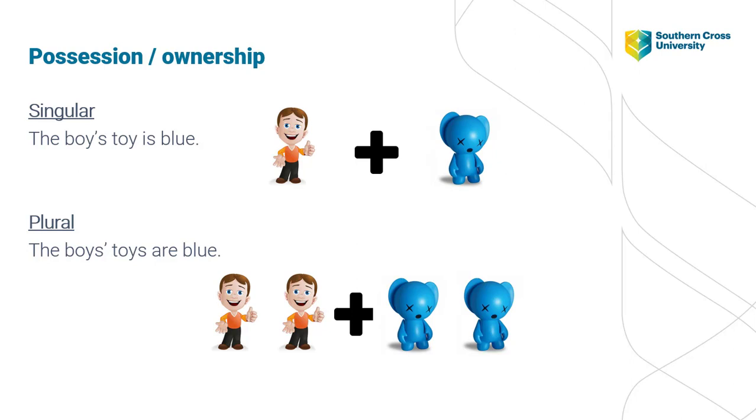However, if we look at the second example, we suddenly have two boys and more than one toy. In this case, the apostrophe goes after the S to reflect that there are in fact more than one boys. Also, be aware of the verb to be, the grammar there. In the first example, the boy's toy is blue. There is only one of them. In the second example, the boys' toys are blue. So just those small errors tend to crop up a lot in academic writing.